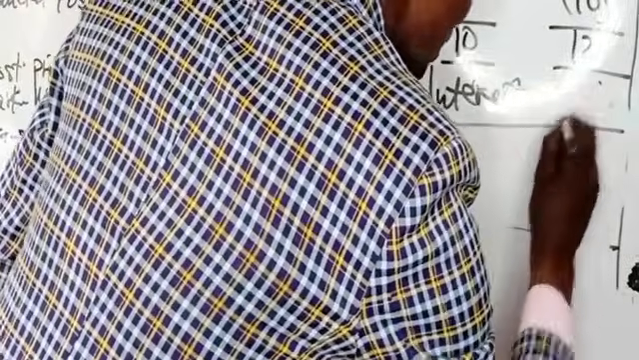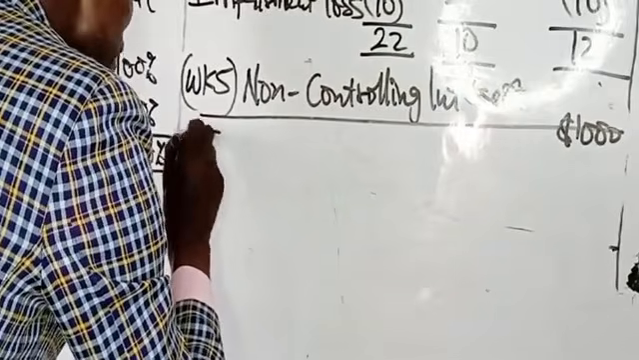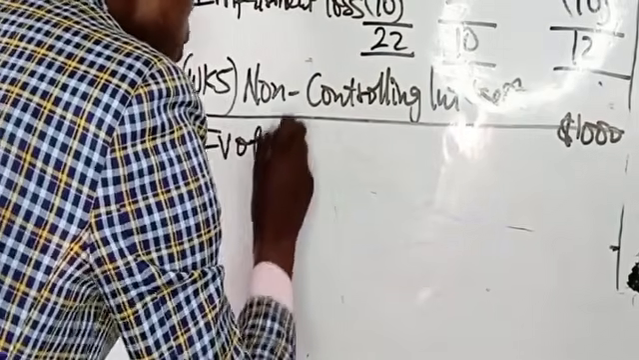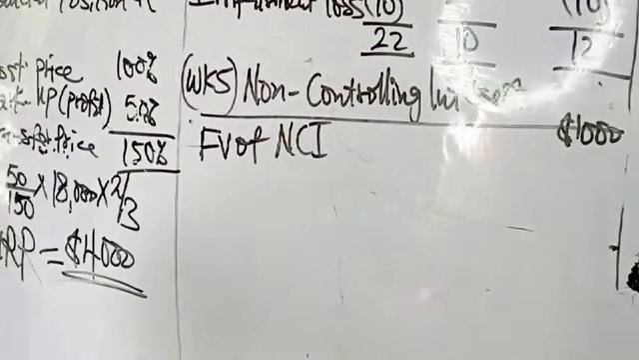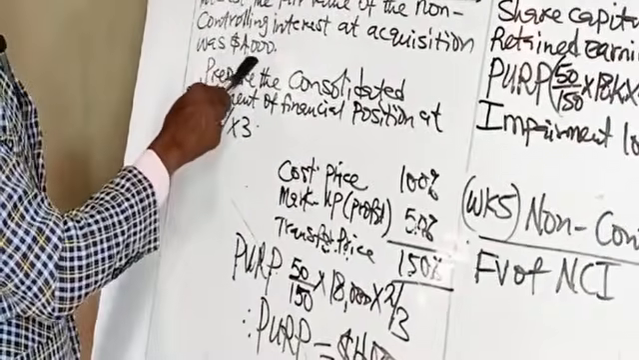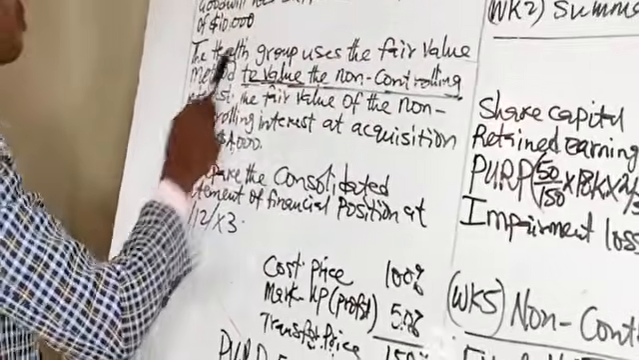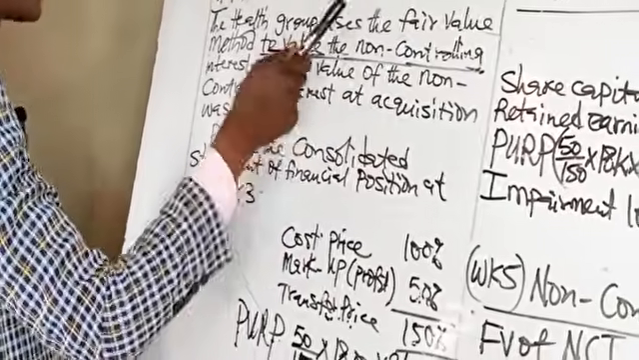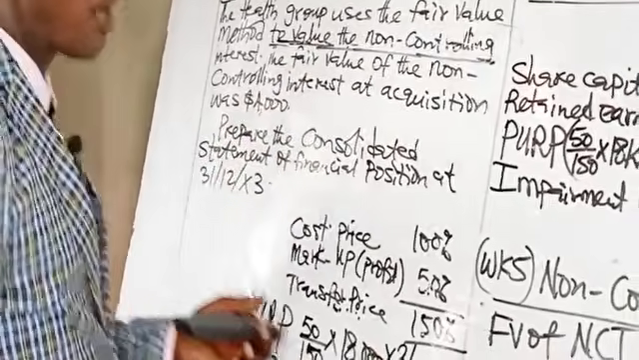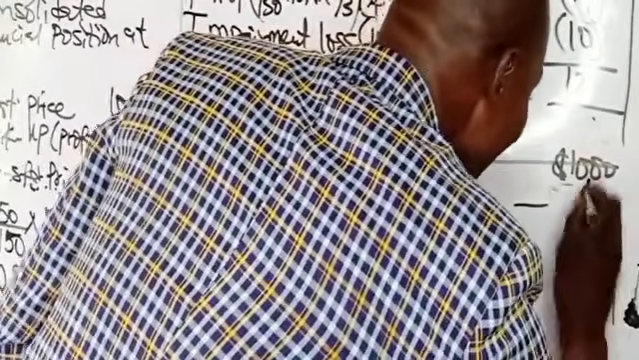So you start with the non-controlling interest: fair value of non-controlling interest at acquisition. The fair value of Safety non-controlling interest at acquisition was given to be $4,000. You were told the Head group uses the fair value method to value the non-controlling interest. So you have 4,000.